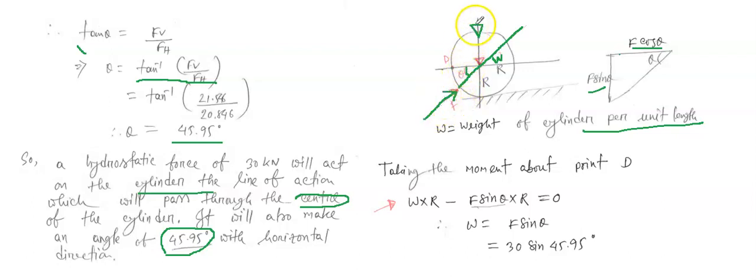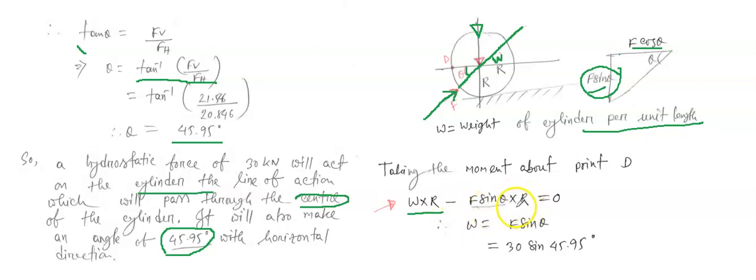So taking the moment about this point D, how many moments are working here? The major moment is the weight. It is acting this way, and the distance is R. So this is W into R, weight into the distance, that means the radius. Now you see the other force, the resultant force, actually F sine theta. It is acting this way, so it should be minus here, going in the opposite direction. So F sine theta and the distance is R.